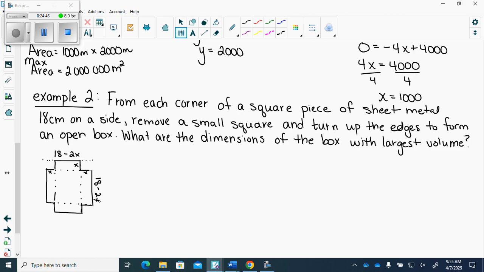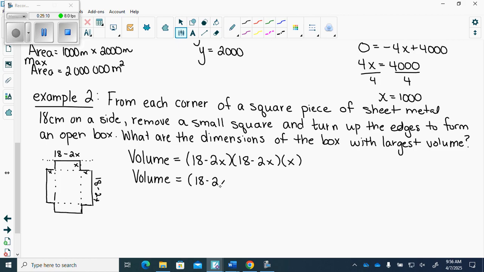And I want max volume, right? The plain old volume formula is length times width times height. So mine would be 18 minus 2x times 18 minus 2x times x, which I could rewrite as 18 minus 2x squared times x. If I want max volume, what do I want? The derivative, correct? Critical numbers come from the first derivative.